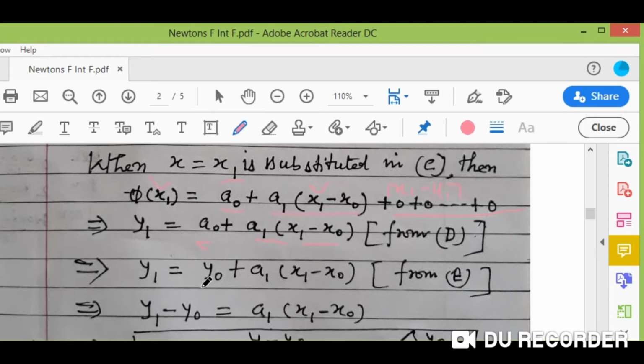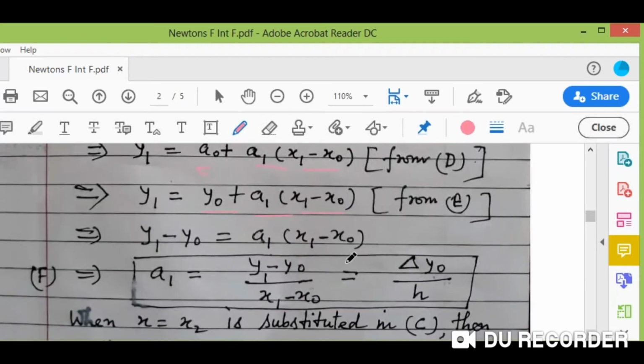So y1 is equal to y naught plus a1 times (x1 minus x naught). And y naught is transferred to the left hand side, and the right hand side is available as a1 times (x1 minus x naught), and a1 is further simplified as (y1 minus y naught) upon (x1 minus x naught). By the definition of the difference operator, this is delta y naught, the first difference. And this difference is what?